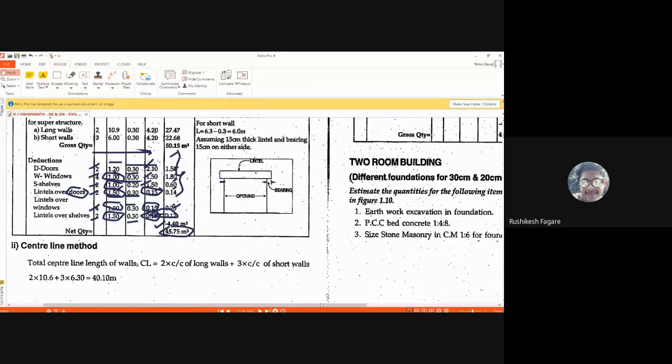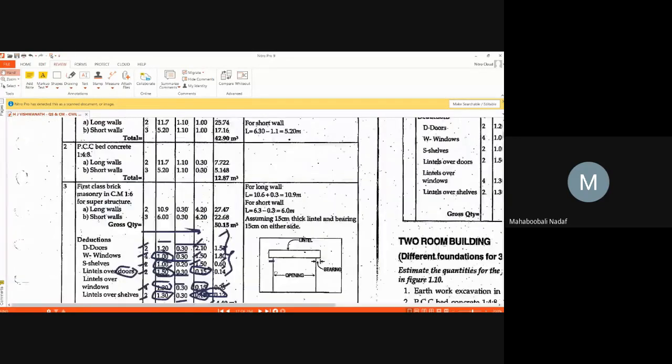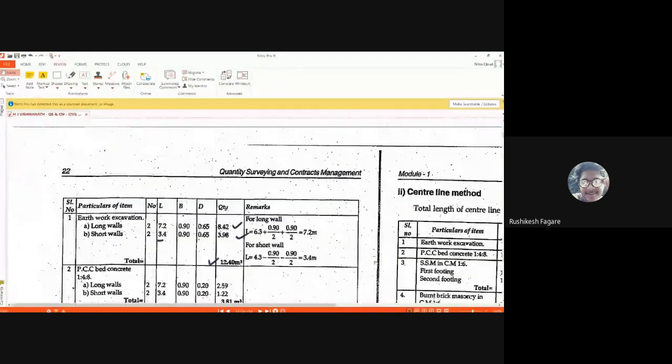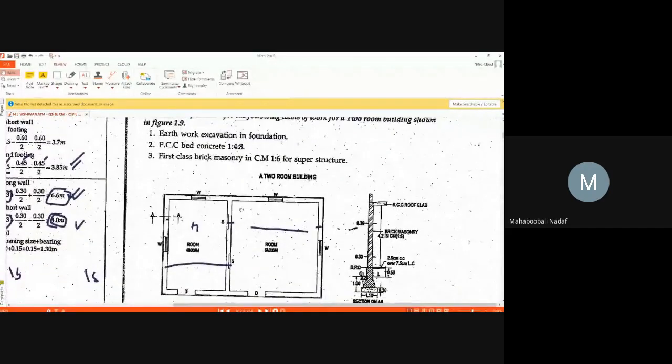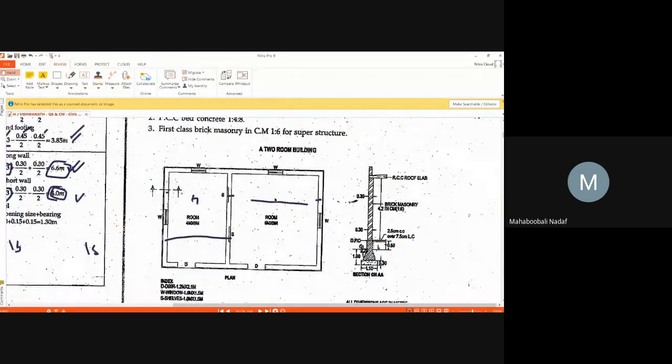Okay, total center to center. Someone has their mic on, so please turn off the mic so that it is not echoing. Whenever you want to speak, just turn it on and we can talk.